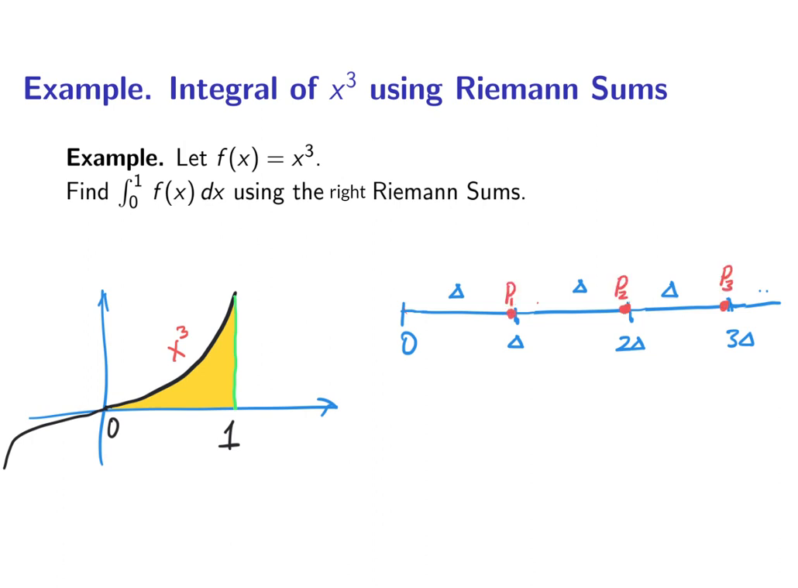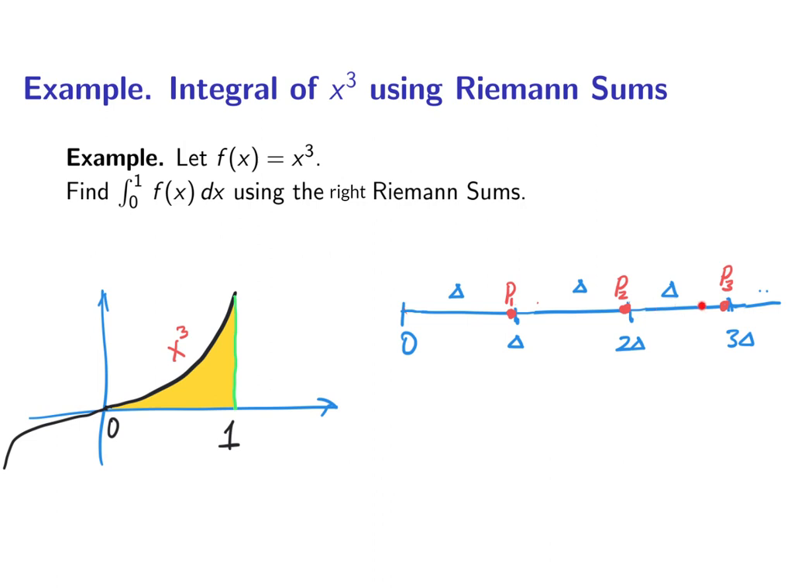And since we are using the right Riemann sums, our sample points are going to be, for the first interval, the rightmost point. The interval is from 0 to delta, so the rightmost point is delta. That's our first sample point, P1. On the next interval, the rightmost point is P2 equals 2 delta.